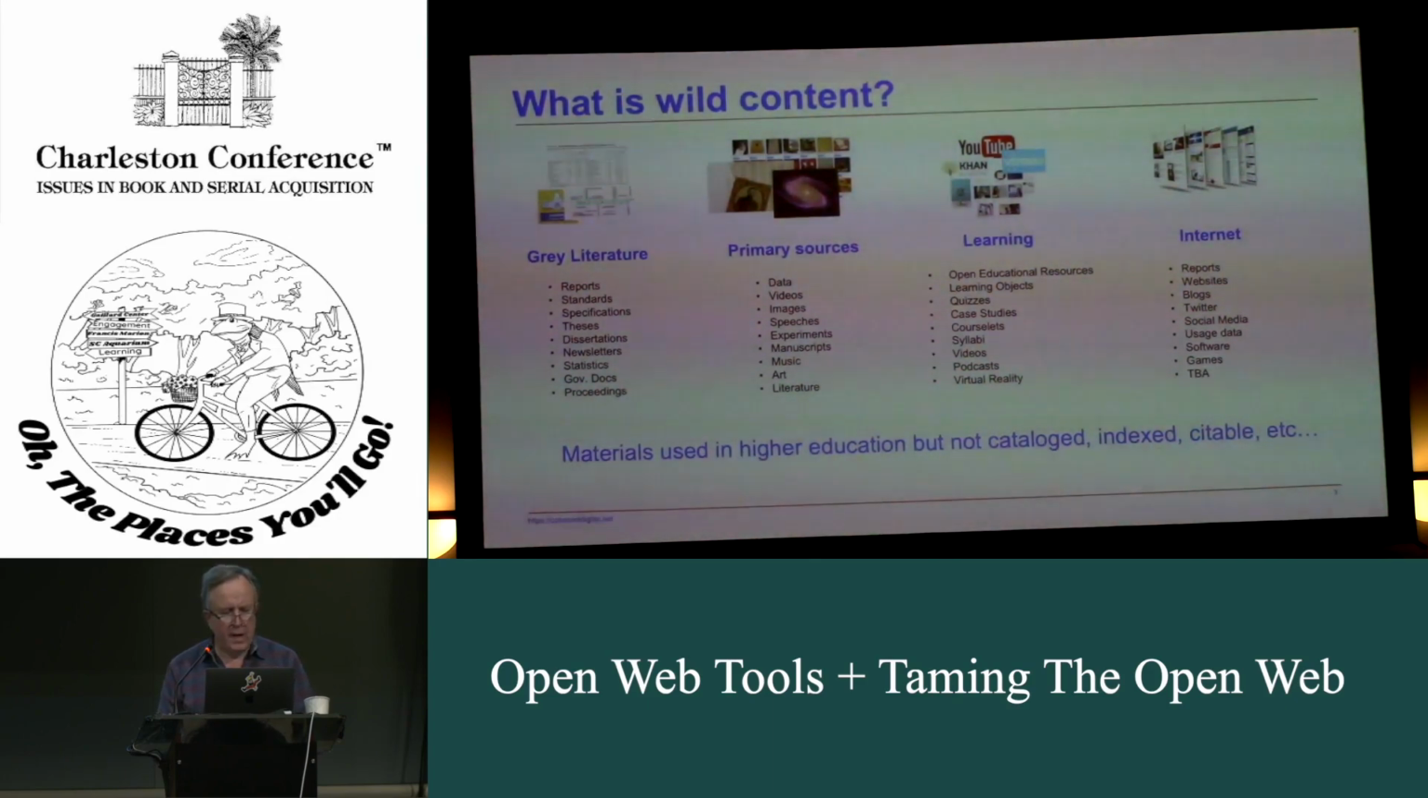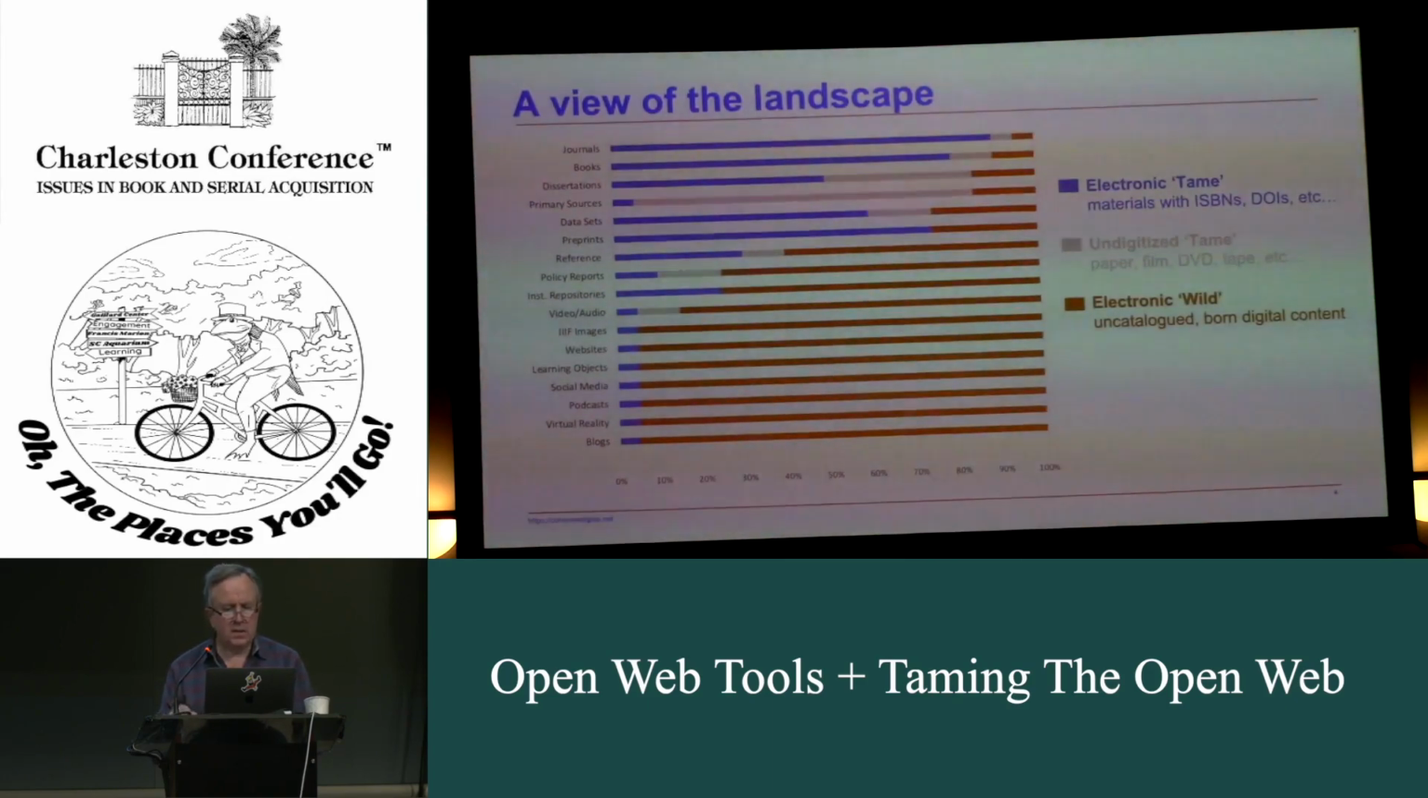So with those four categories in mind, let's take a look at the landscape overall. So this is an outline of some kinds of materials. So let's start with the blue. The blue means electronic tame. So that's where librarians and academics have had their fingerprints all over the content. This is the material with DOIs. This is the material that's properly cataloged and available in OPACs.